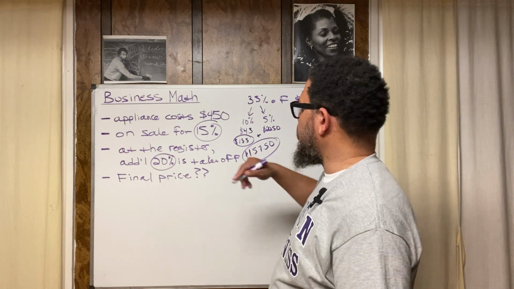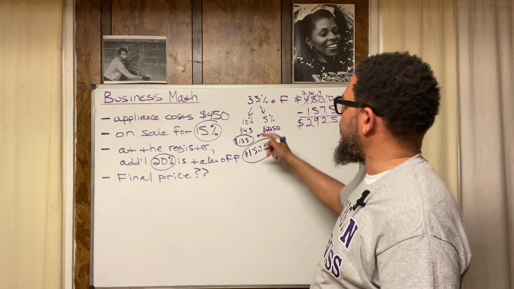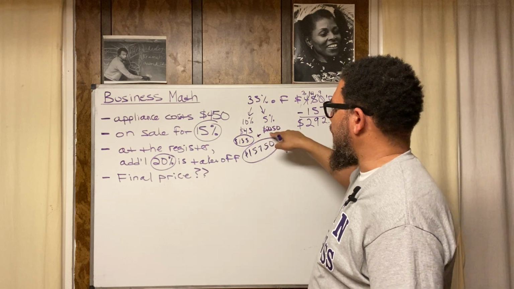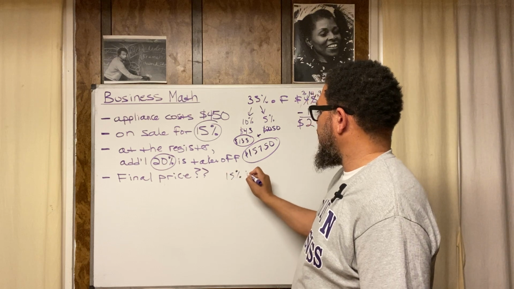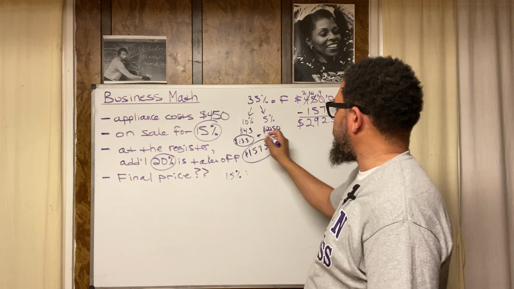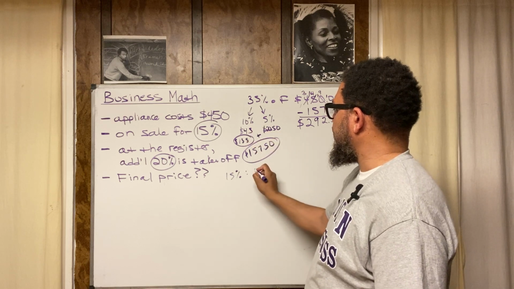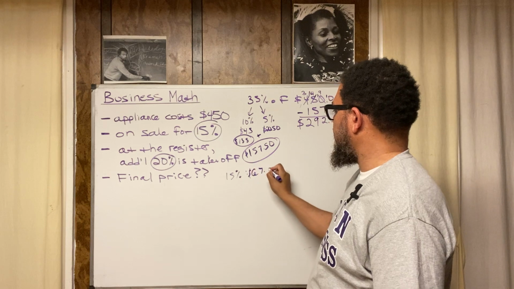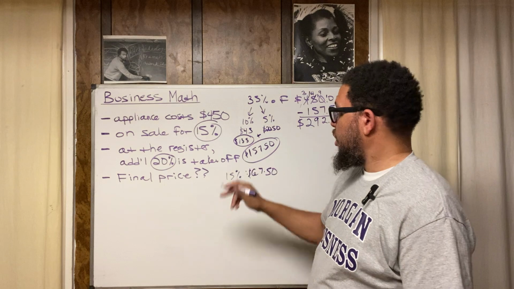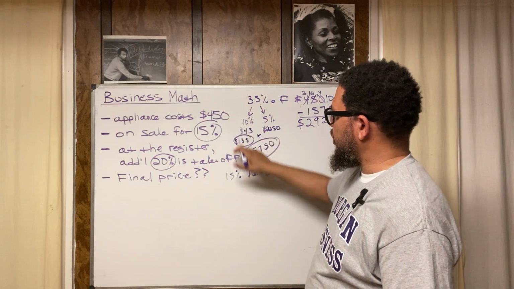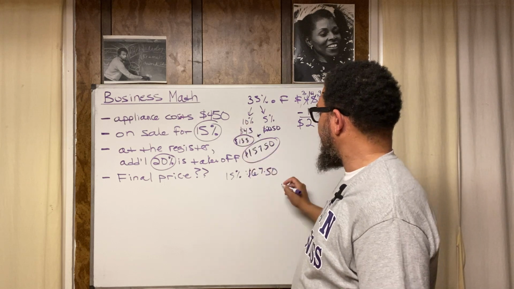So look, let's do this. Let's do it the correct way. What is 15% of 450? We already know 10% is 45 and 5% is 22.50. So we know that 15% is 45 plus 22.50. That's 40 plus 20, that's 60. 5 plus 2.50 is 7.50. So we know that's 67.50. So 15% is 67.50. So now we're going to subtract this from 450.